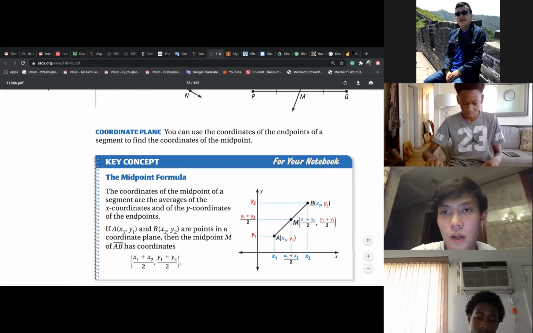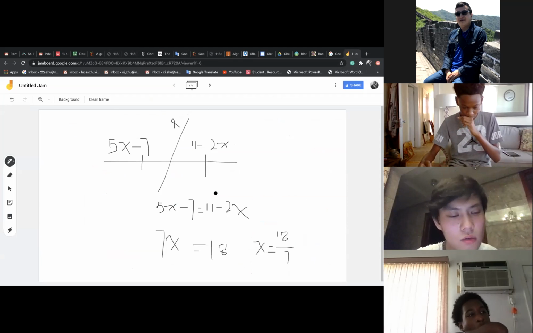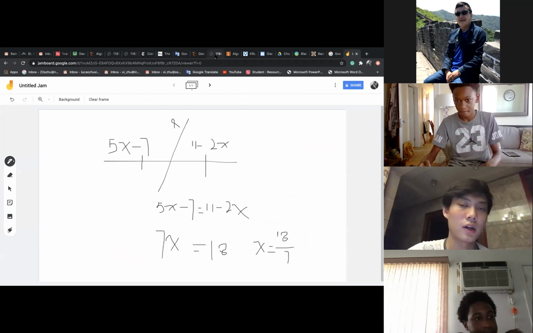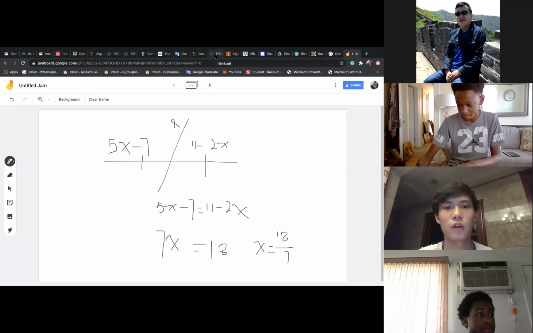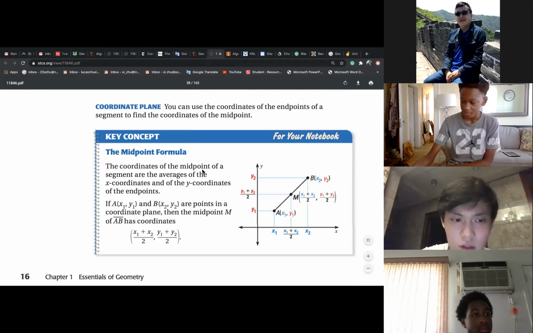Just to remember, it can be any value. It can be a decimal. It can be a fraction. It can be anything. So don't worry when you don't get a perfect number, like 1 or 2. It's not always going to be like that, even in the test.